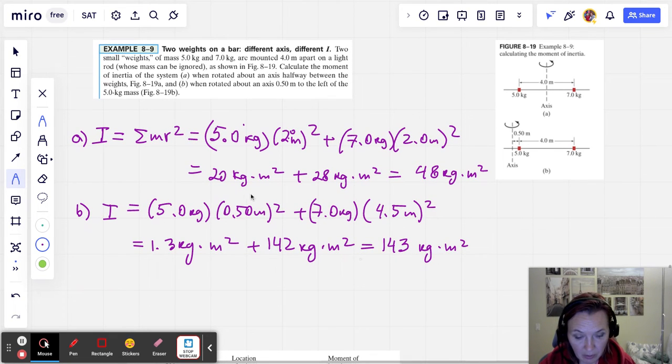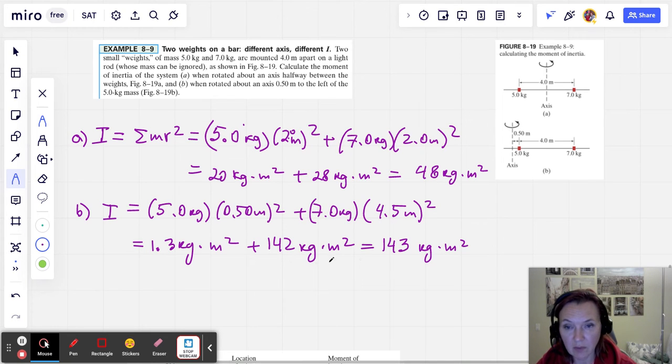So in this example, we can see that, first of all, the moment of inertia of a system is different for different axes of rotation: 48, 143. Also, we saw that the mass that is close to the axis of rotation contributes very little to the total moment of inertia. Look at this. We only had 1.3 versus 142. So this one is actually less than 1% of the total. So those are the two important points here.